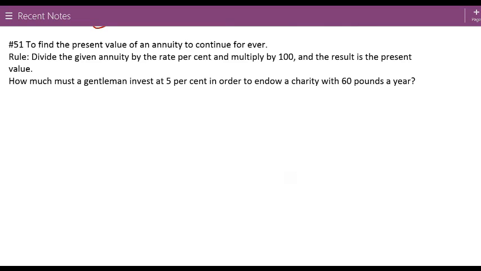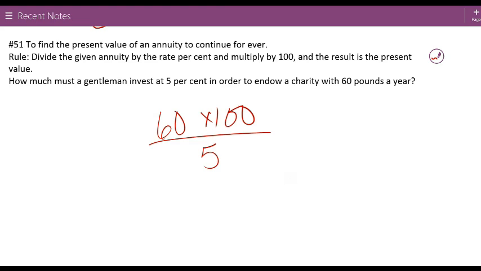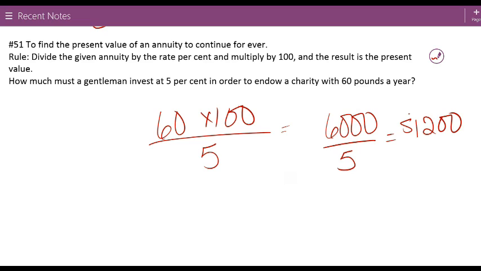How much must a gentleman invest at 5% in order to endow a charity with £60 per year? The annuity is going to be £60 per year, so 60 divided by the rate times 100. That gives us 6,000 divided by 5, which then is 1,200 pounds.